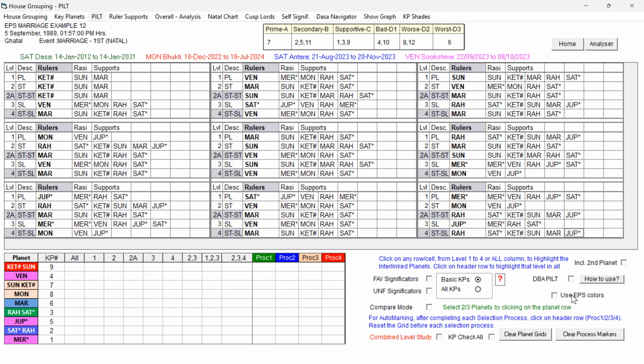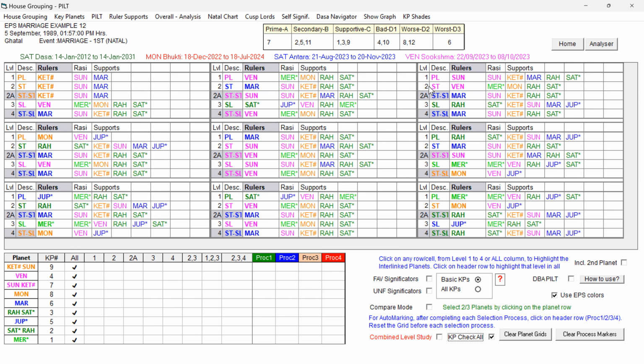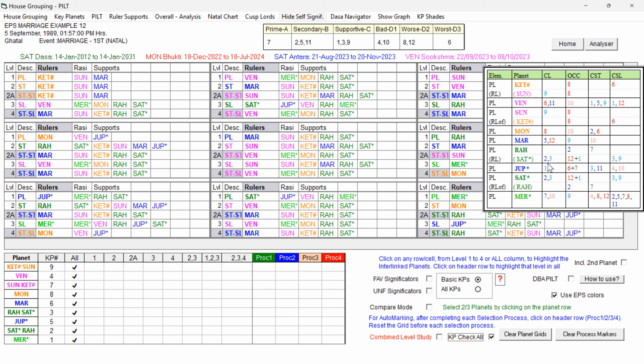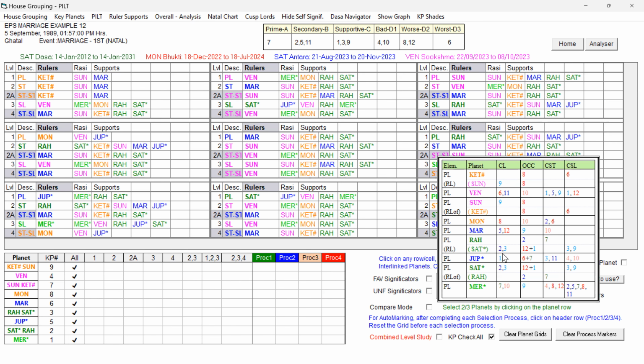So let me select use EPS colors and KP, check all and self-significators. When you check the self-significators, we could see that Ketu is light red. Actually, it should be given dark red, as 8th occupant and 6th cuspal sublord. Anyway, light red. And Venus is mixed, and Sun is also mixed. Sun is 9th lord occupying 8th house, representing Ketu, mixed. It is weak because it is mixed, because 9th lord. And Moon is also weak.